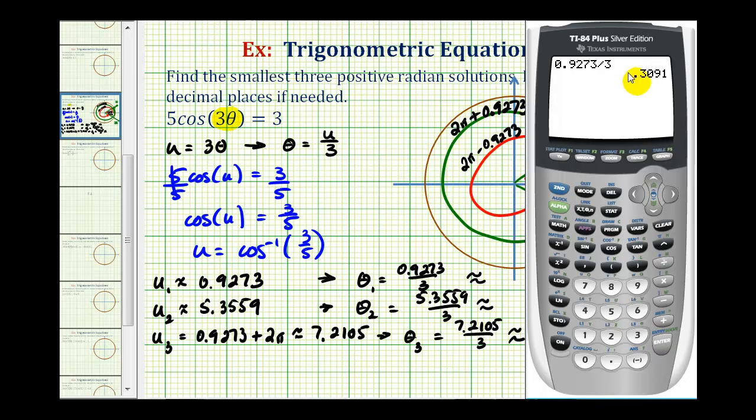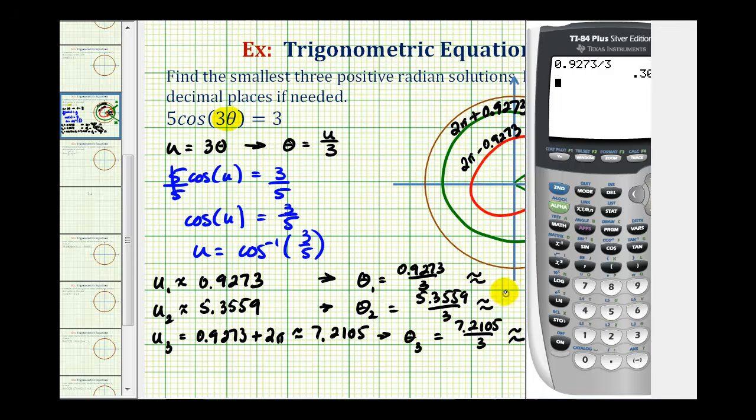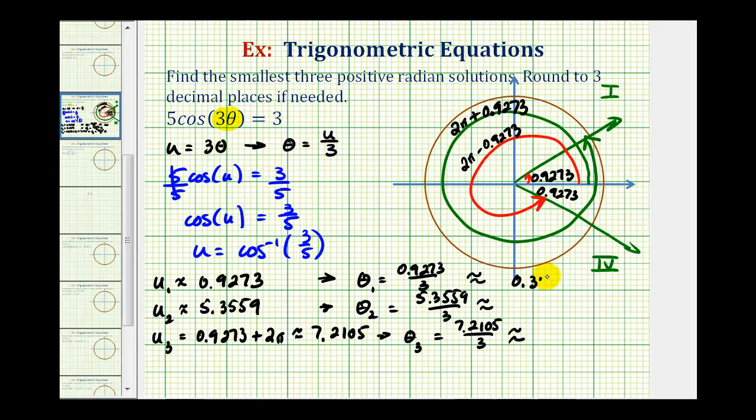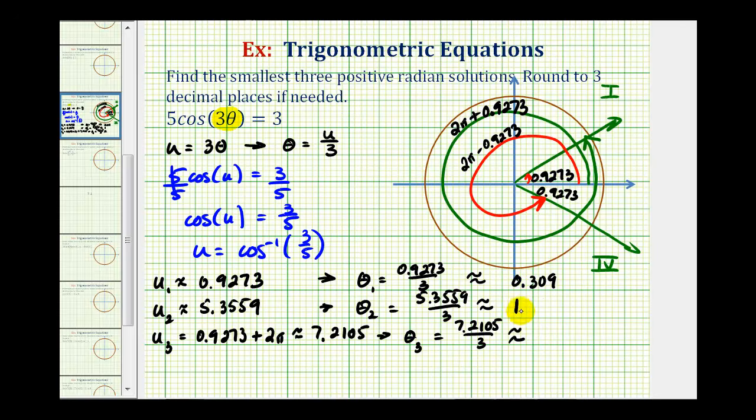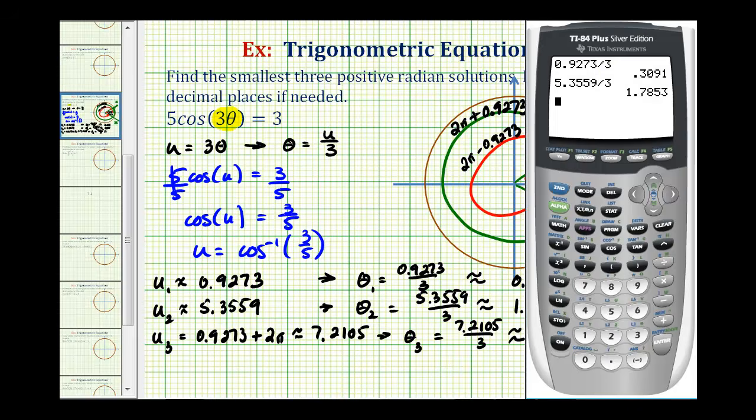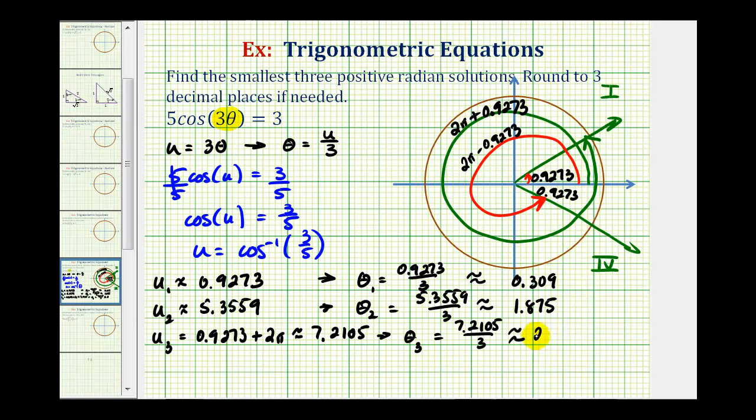So theta sub 1 is approximately 0.309. Theta sub 2 is approximately 1.785. And finally, theta sub 3 is approximately 2.404. And of course, all of these are radians.